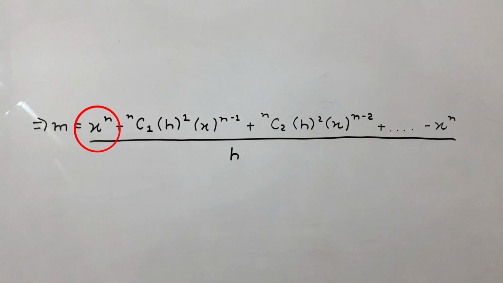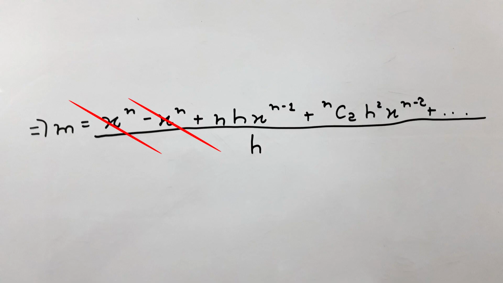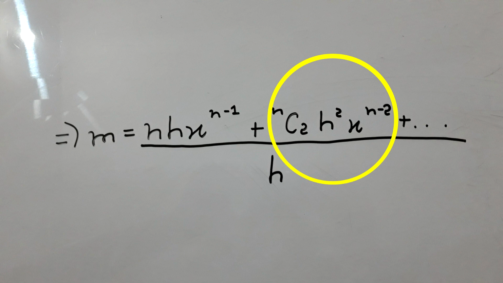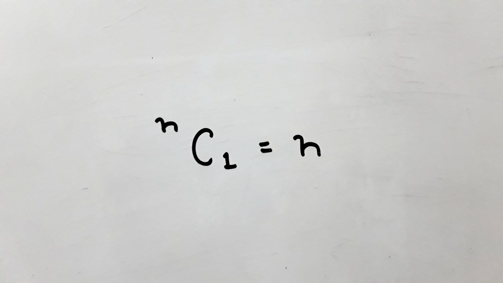As the numerator contains a positive x to the power n and a negative x to the power n, they both cancel out, which leaves us with nC1 h x to the power n minus 1 plus nC2 h squared x to the power n minus 2, and so on, and in the denominator a singular h. The answer of any value C1 is always that value. What do I mean by that?